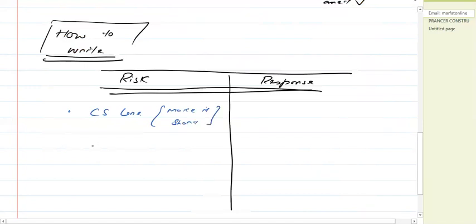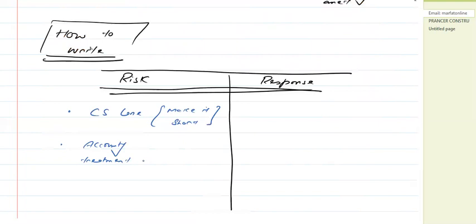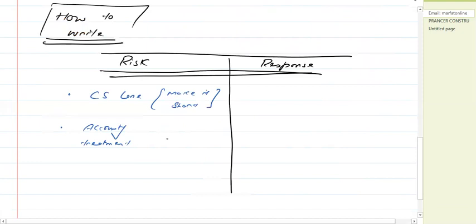Then you will be writing the accounting treatment, if any. For example, in many examples I've stated that research should be expensed out, development should be capitalized, inventory should be recorded at lower of cost and NRV, loan should be split between current and non-current liability. So you have to write the accounting treatment, if any. Why am I writing "if any"? Because every risk does not have an accounting treatment.